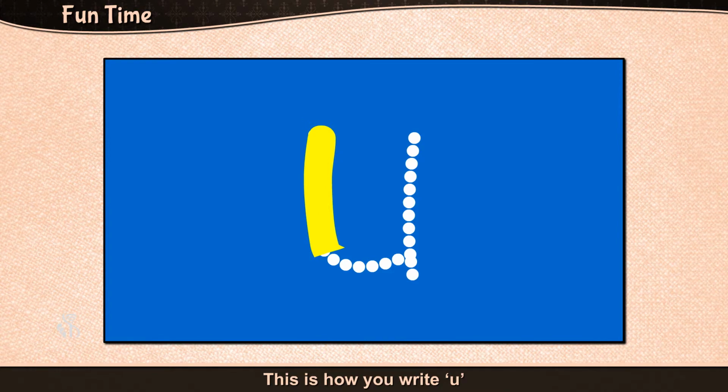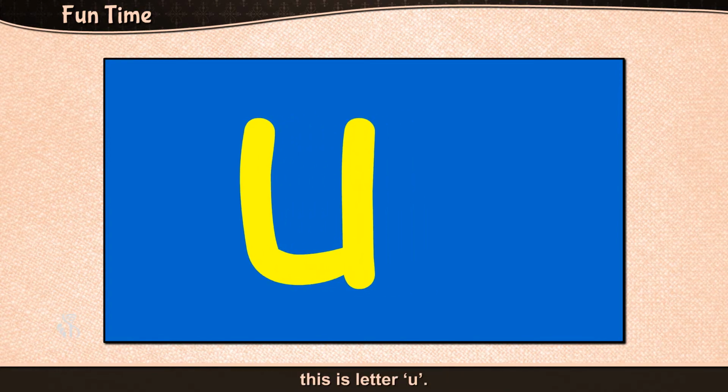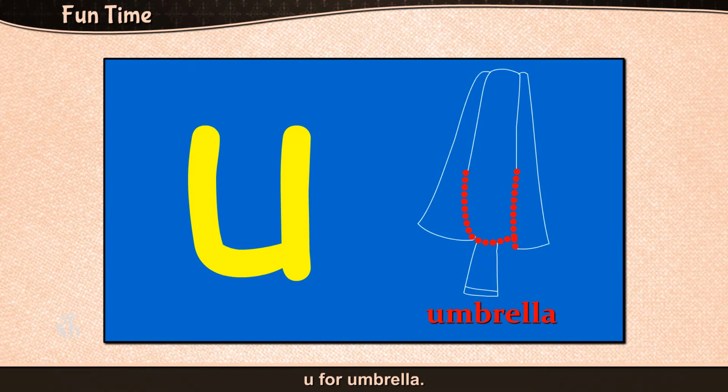This is how you write U. This is letter U. U for umbrella. You can draw umbrella with the letter U.